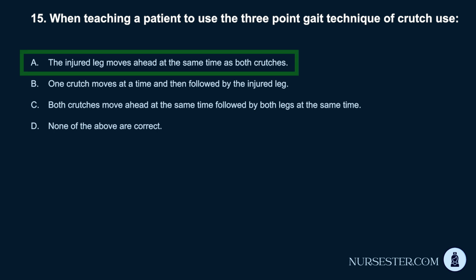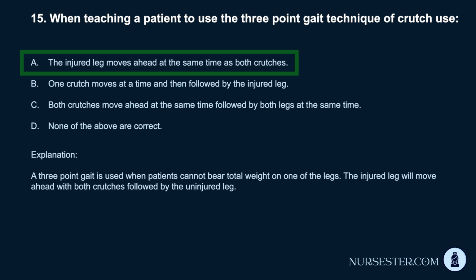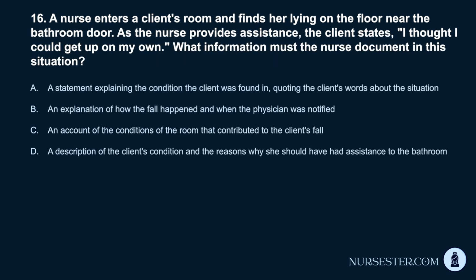Correct answer, A. The injured leg moves ahead at the same time as both crutches. A three-point gait is used when patients cannot bear total weight on one of the legs. The injured leg will move ahead with both crutches followed by the uninjured leg.